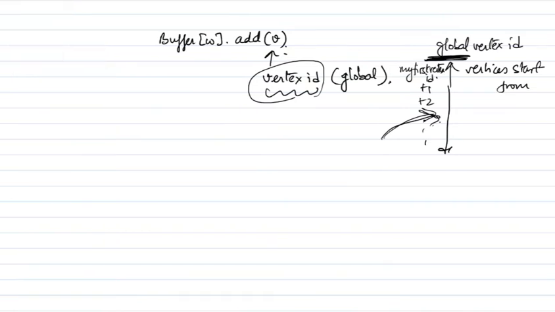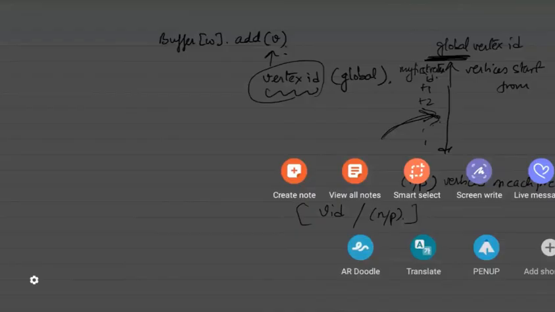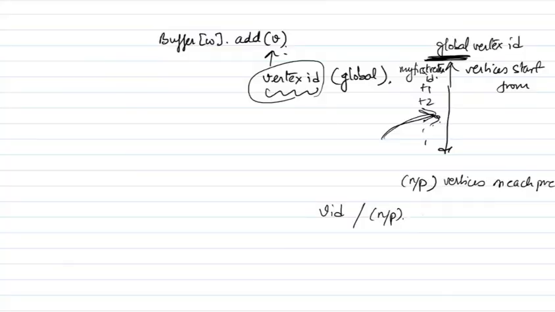So there are n by p vertices on each processor. If you have a vertex ID, you do a division by n by p. That will give you the floor or ceiling; you'll have to take care of those things, but this will give you the processor number. And if you take the remainder with n by p, that will give you the offset within that processor.